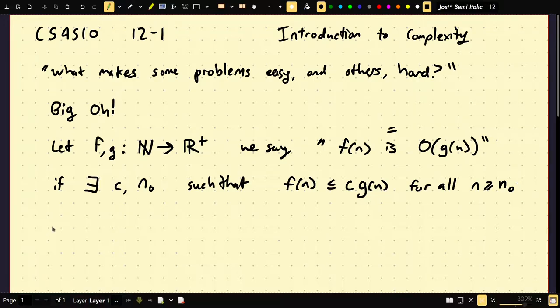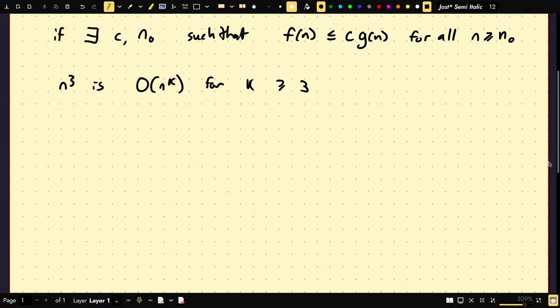So, for example, n cubed is O of n to the k for any k greater than or equal to 3. So, n cubed is O of n cubed. N cubed is O of n to the fourth, and so on. But n cubed is not O of n squared. We can also define its companion, which is called little o notation.